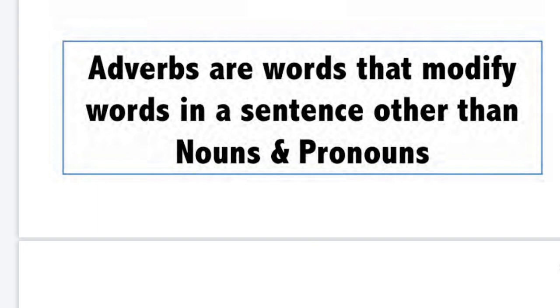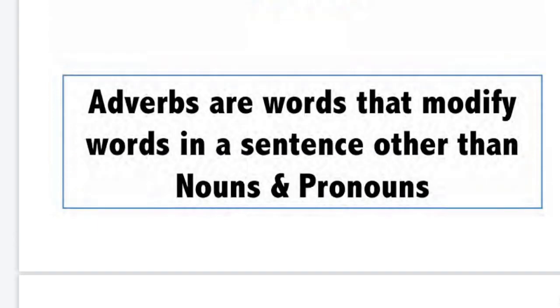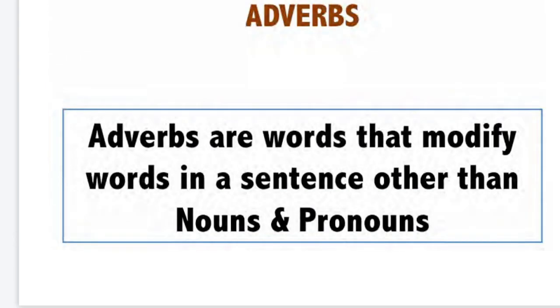So for example, if something tells me about a verb, it is an adverb. If something tells me about an adjective, it is an adverb. If something tells me about another adverb, it is an adverb. If something tells me about a conjunction, it is an adverb. So everything is an adverb except the word which tells me about a noun and pronoun. And that is why I will first urge you to watch the video on adjectives and only then watch the video on adverbs.